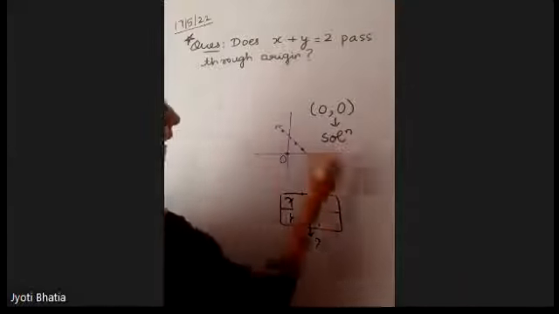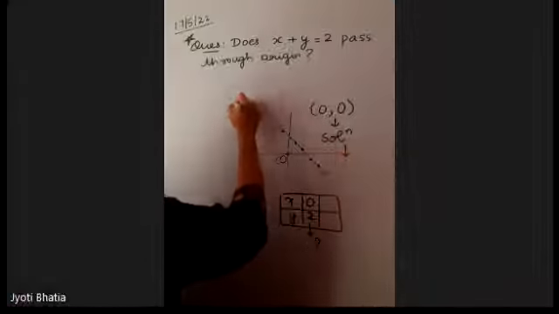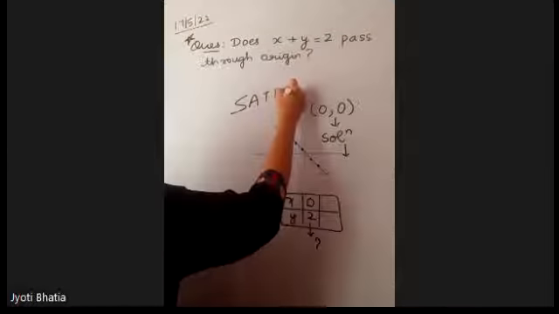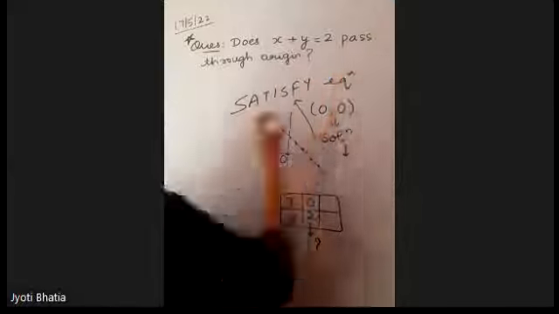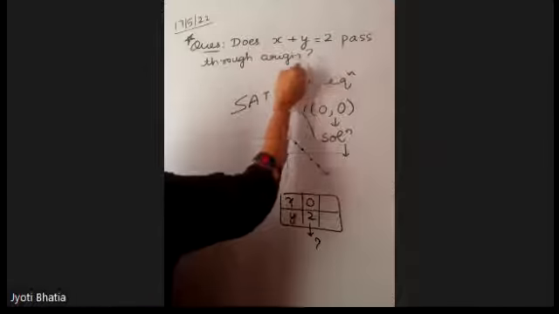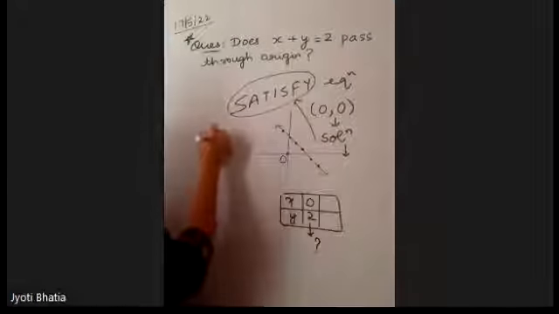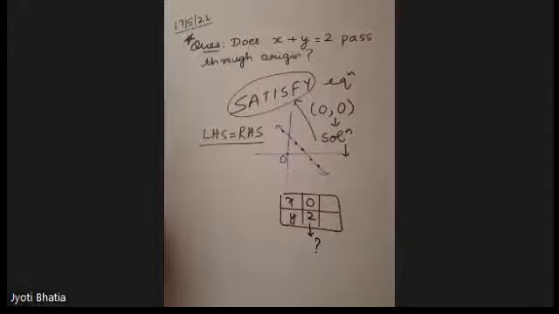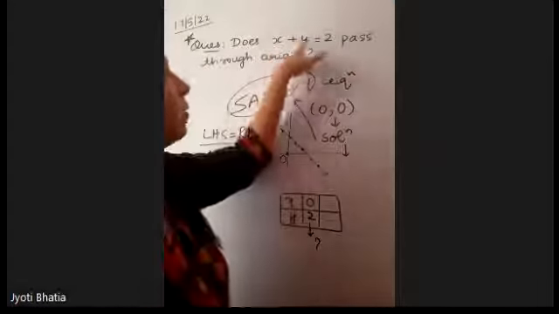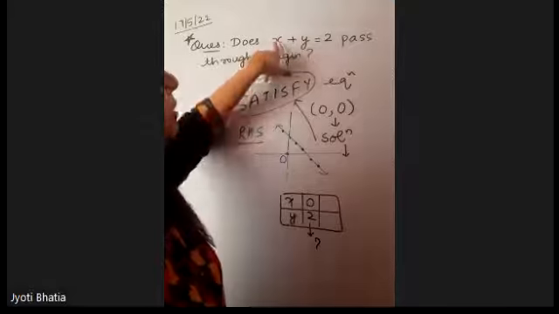Yes, beta. And there is one more word I am introducing, satisfy. If it is a solution, it must satisfy the equation. Now, satisfying equation means, please understand that LHS should be equal to RHS. Satisfying equation means LHS must be equal to RHS if we put the origin.